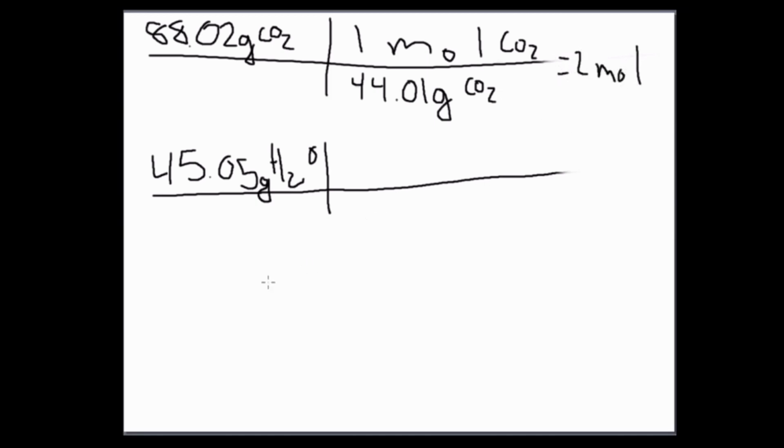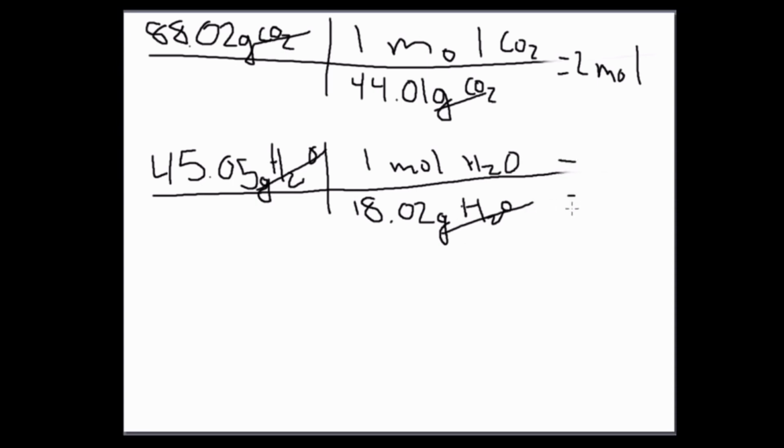Now let me do the water first. The molar mass of water is 18.02 grams of H2O per 1 mole of water. Again, grams of H2O cancel with grams of H2O, and through this you should get 2.5 moles of water.